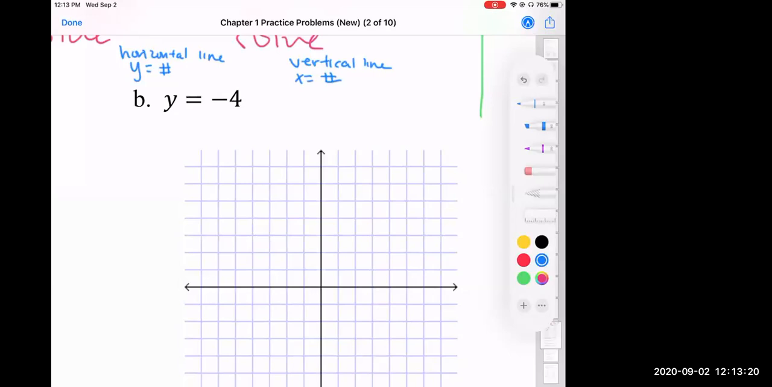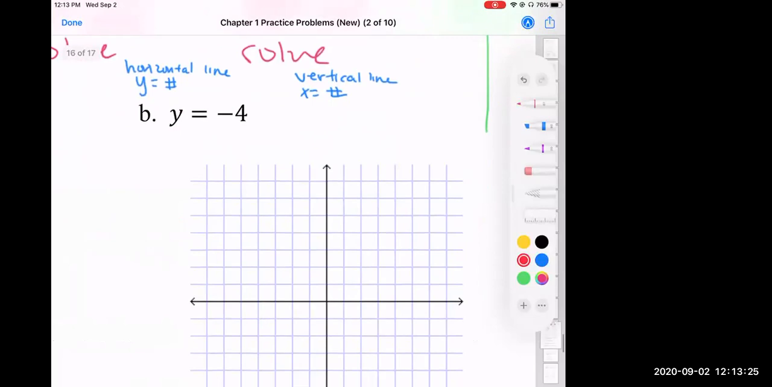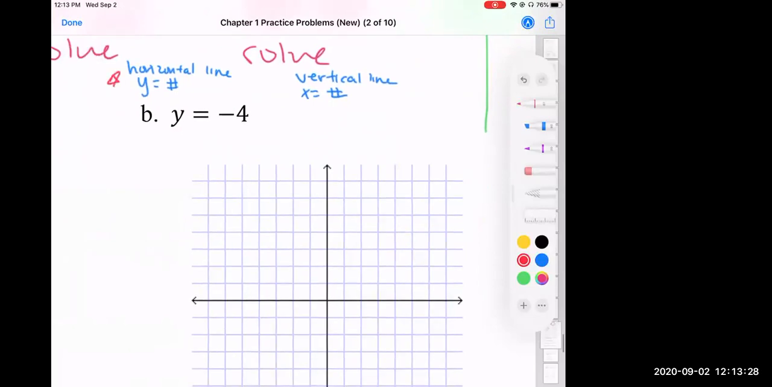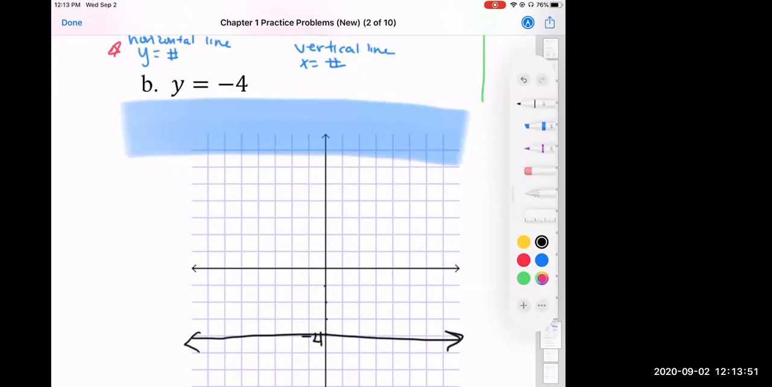Okay, I have y, so I know it's going to be a horizontal line. So we have a horizontal line at -4. So horizontal means this way, right? So -4 would be 1, 2, 3, 4. That would be -4. I have a line going across that way. Let me erase my little note. And that's it for B.